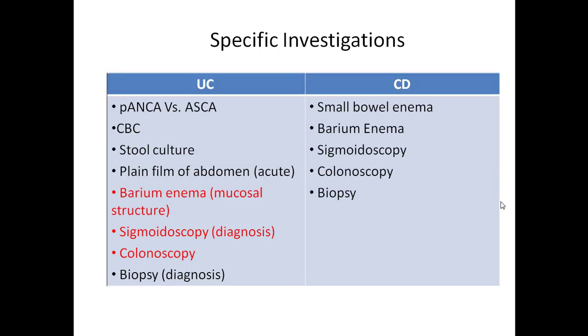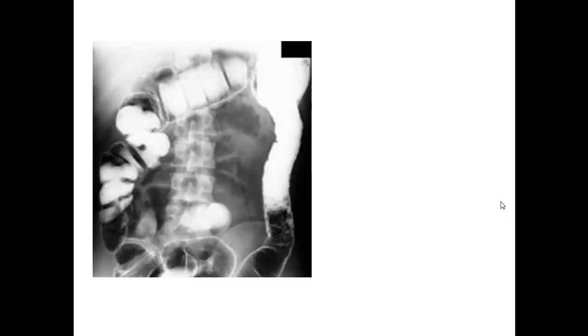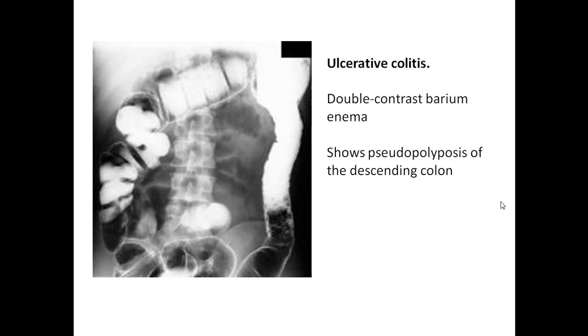So, the overall diagnosis is confirmed by clinical evaluation and a combination of endoscopic, histological, radiological, and biochemical investigations. Here is a photo of a UC patient with a double contrast barium enema. It clearly shows pseudopolyposis of the descending colon. Here is a picture of an endoscopy of a Crohn's disease patient. You can see the cobblestone appearance of the mucosa.